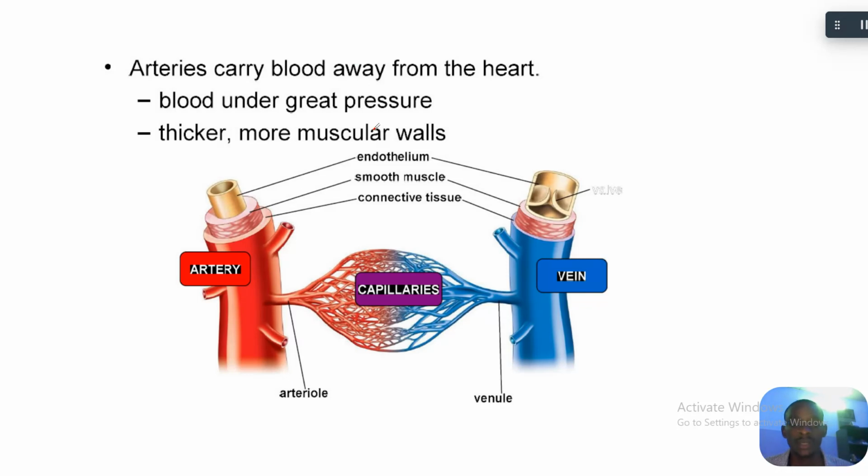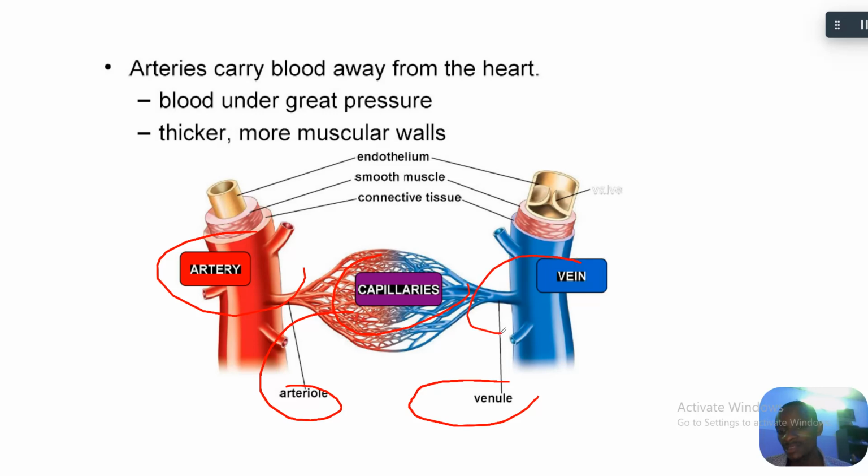Now, you see the artery, you see the arterioles, you see the capillary bed where the arterioles and the venules meet, and this is the venule. Now this is the vein. That's just how the circulatory system goes.